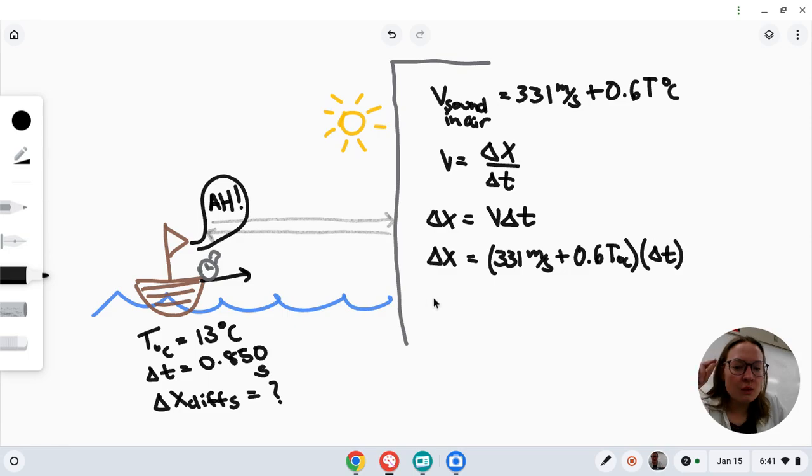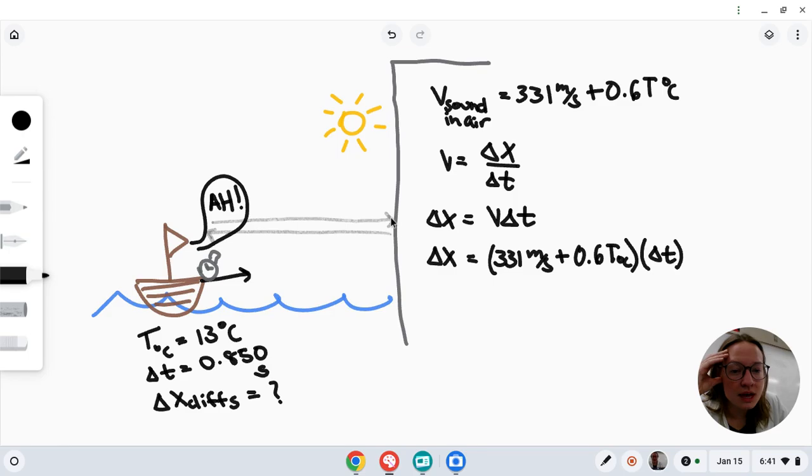But wait, here's something really tricky. Check it out. The sound wave travels to the cliffs and back. Benny wants to know, how far is it to the cliffs?